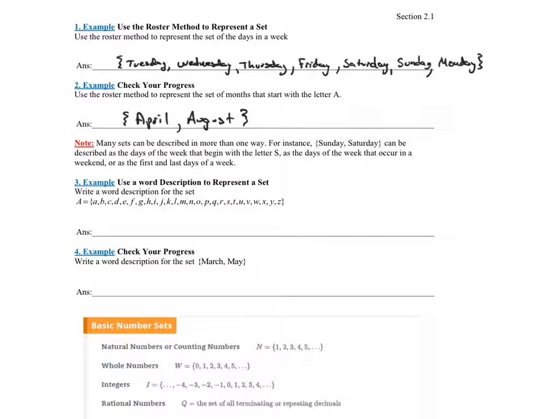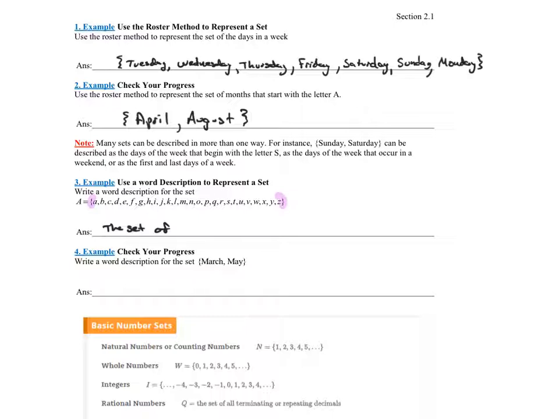Okay, here. So it says write a word description for the following set. Again, here I interact with my class and I ask what they would say, and a lot of people would say the alphabet. Okay? Well, first of all, it's a set, so we need to write the set of. Everyone's sentences should start with the set of. Anytime you see those braces there, you need to say the set of. Okay? So it's the set of what? And so people would say the set of alphabet.